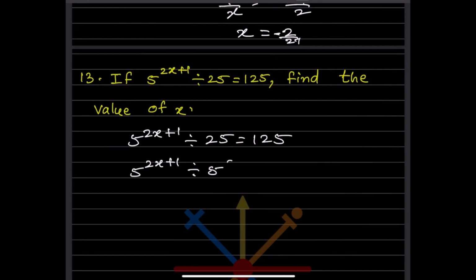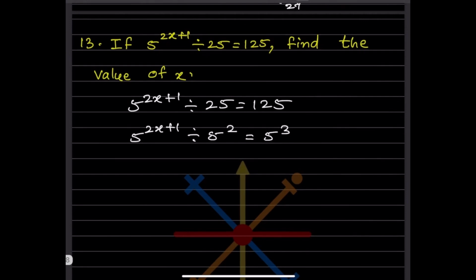25 I can write as 5 to the power 2, and 125 I can write as 5 to the power 3, because if you multiply 5 three times you are going to get 125. So now what are you going to do here? First, let us look at the left hand side.